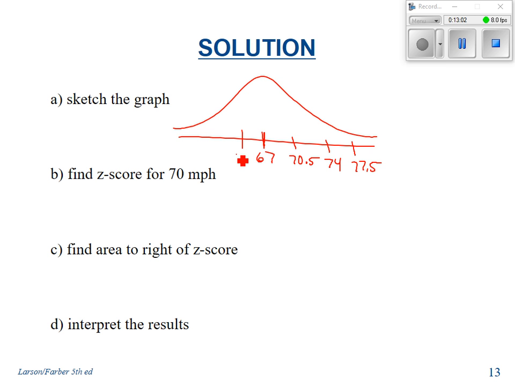What's that, 63.5? Take a 3.5 away from that, that'd be at 60. Take a 3.5 away from that, that'd be 56.5.